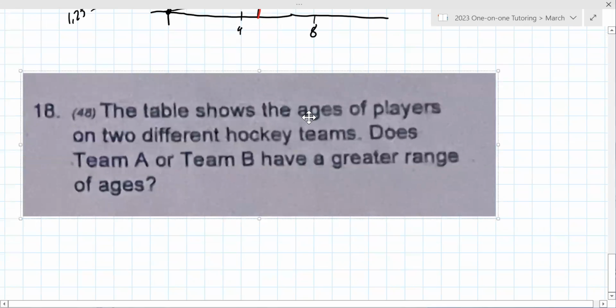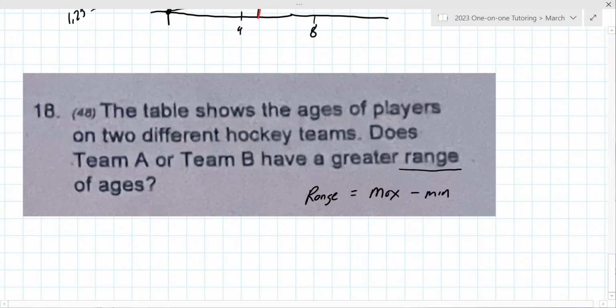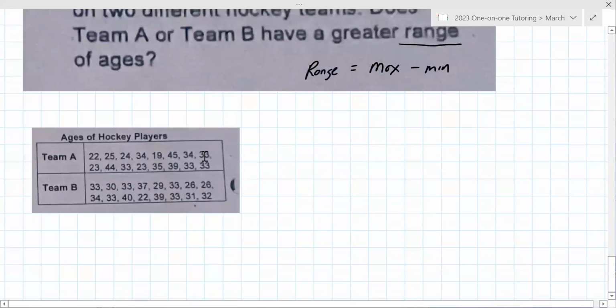The table shows the ages of players on 2 different hockey teams. Does team A or team B have a greater range? Do you remember the formula for range? The largest minus the smallest number. Max minus the min. So the most challenging part of this is to just make sure you actually have each, because there's so many numbers. Yeah. So let's see if we can figure that out here.